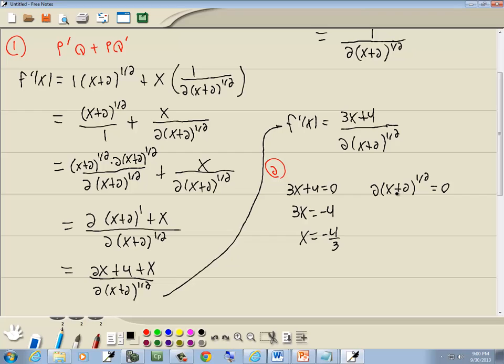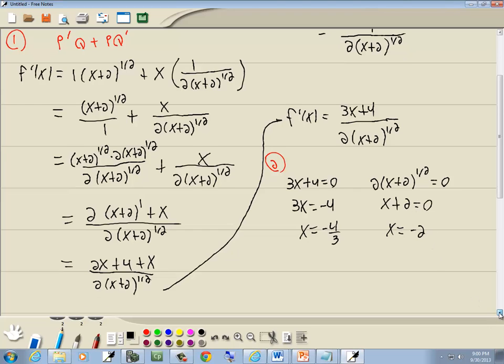Now over here, if you have parentheses to a power or a number out in front, and you've got 0 on this side, then you can drop the power, you can drop the number, and just set what's inside the parentheses equal to 0. So we've got x plus 2 is equal to 0, or x is equal to negative 2.